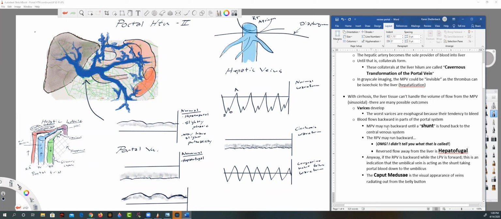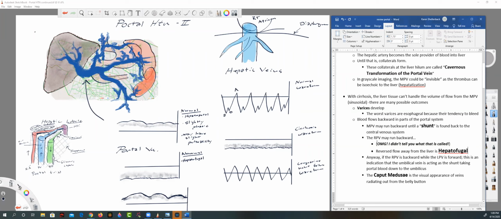The main portal vein could run hepatofugally until a shunt is found back to the central venous system. So perhaps a reversed flow can go down the main portal vein, all the way down the splenic vein until it finds a shunt, a little vein that happened to go from the splenic vein all the way down to the kidney, the renal vein, and then that becomes a shunt. It enlarges and becomes a shunt and gets blood back to the central venous system.